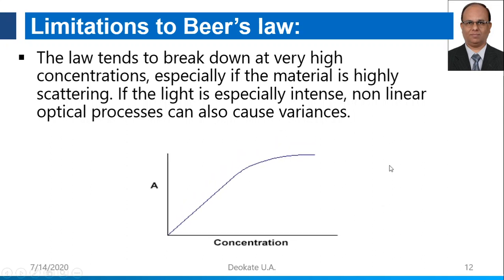If you plot concentration versus absorbance, you will get a graph like this. Up to a certain concentration it obeys Beer's law, meaning the values remain linear. After a particular concentration, the values will not come onto the straight line, indicating that Beer's law is followed up to this concentration only. After this, Beer's law is not followed. That is the limitation to Beer's law.